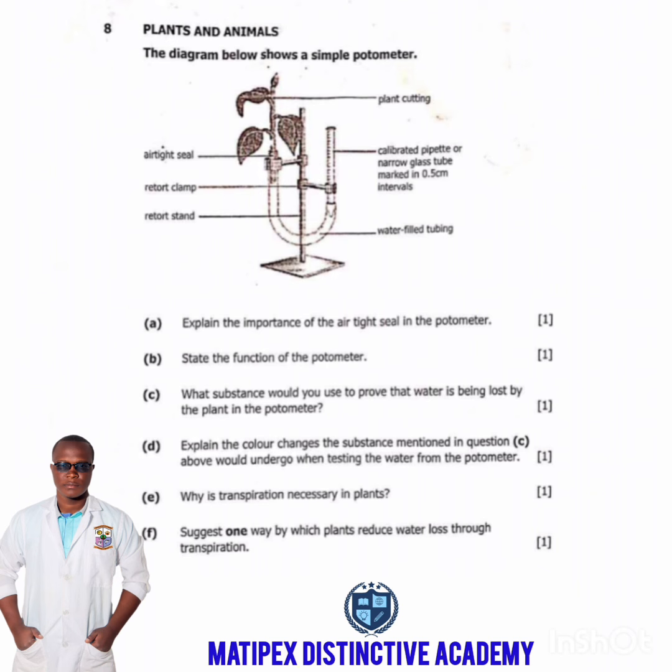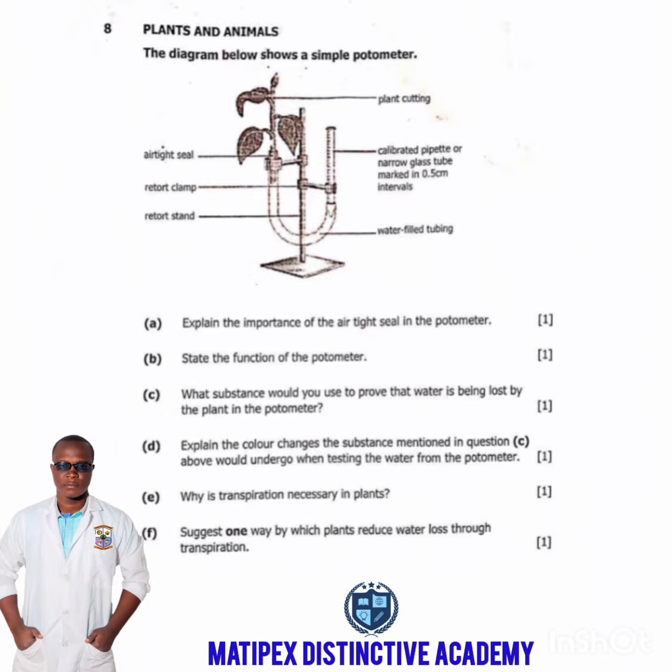The other point you can say, loss of water vapor through the stomata cools the plant and prevents overheating. Or you can just say it cools the plant. Then the other point you can say, it keeps plant cells turgid, which helps keep plants standing upright.